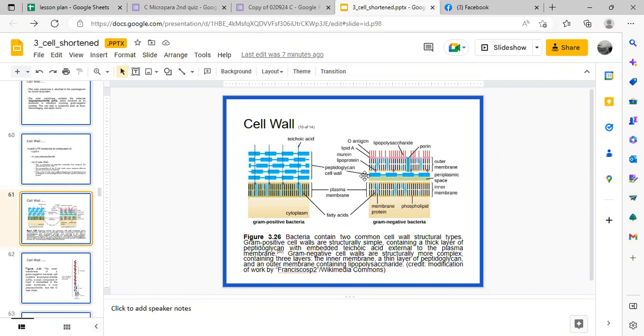So you have the outer membrane in addition to the inner membrane sa gram negative, no? So you have the O antigen as indicated, may lipopolysaccharide. Tapos meron kang mga pores, no? Yung pwedeng dumaan yung mga molecules. So that's porin. Pero complex nga yung structure niya. This allows molecules to pass through. Okay? So yan, again, yung structure ng gram-negative bacteria. So mas complex yung structure ng cell wall ng gram-negative bacteria.